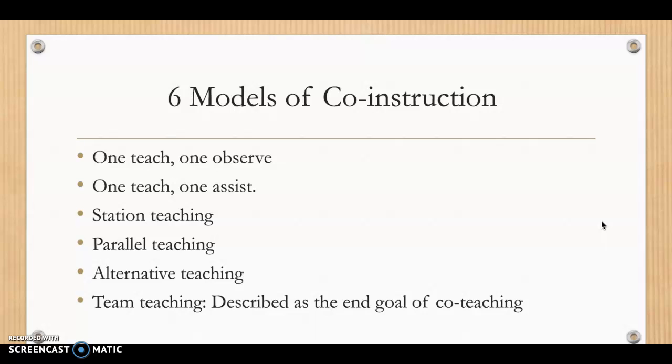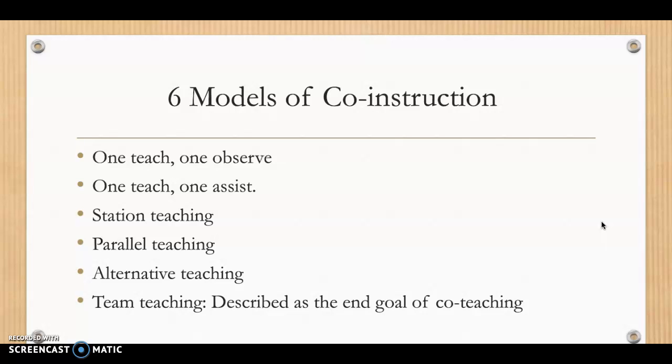Parallel teaching requires the students to be divided into equal groups, and then each co-teacher teaches a group using the same lesson plan. There's alternative teaching, when one teacher leads the main group and the other instructs the small group. And then there's team teaching, which is when both teachers equally share instructional responsibility during the lesson. This has been described as the end goal of co-teaching because it requires the most collaboration and the most teamwork.